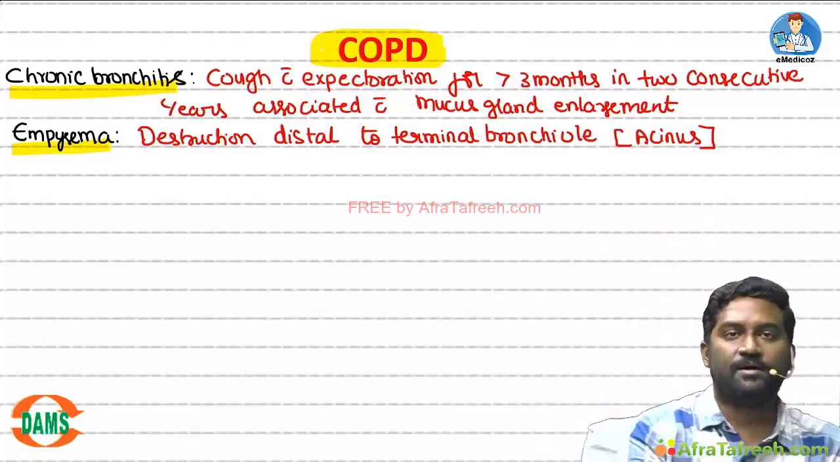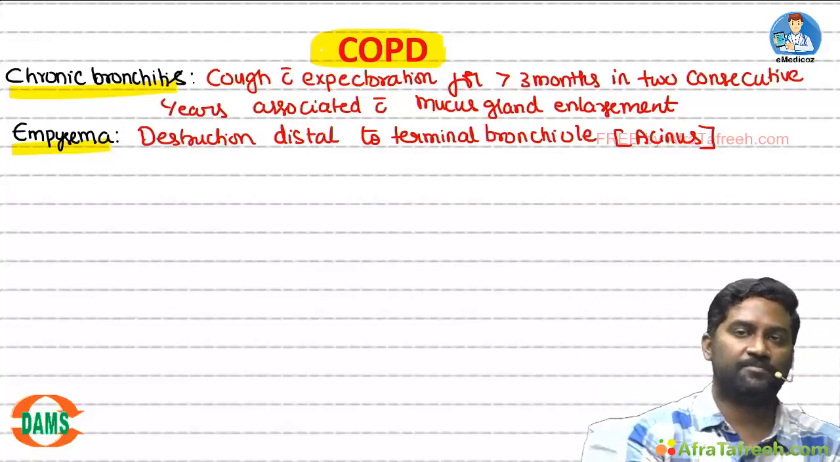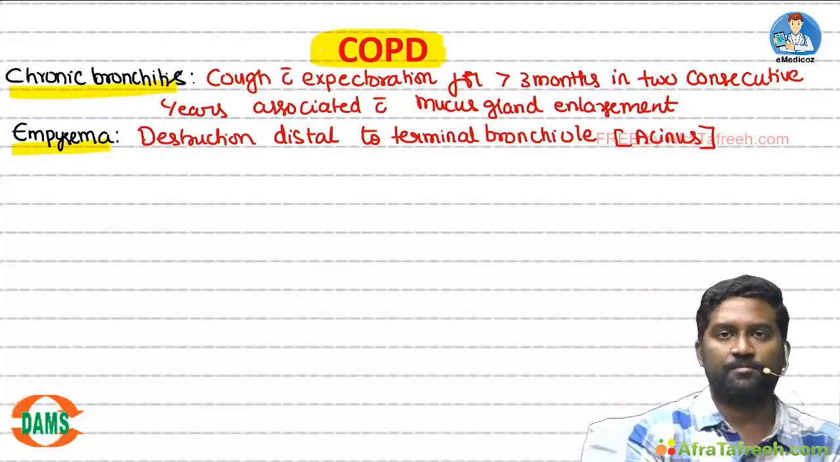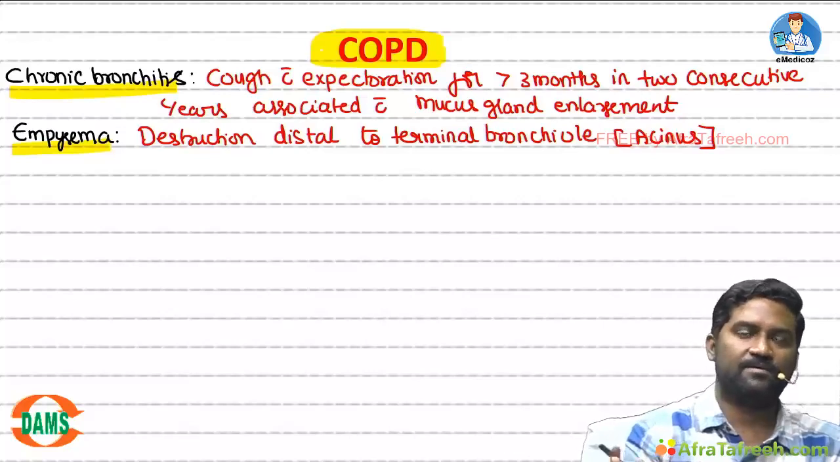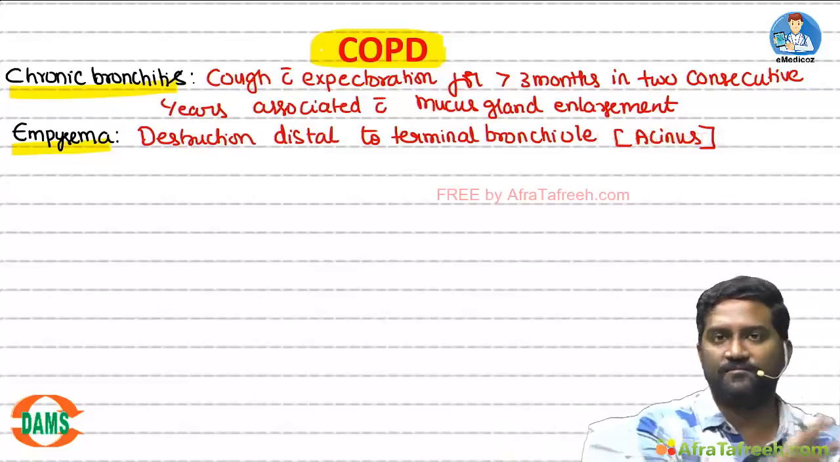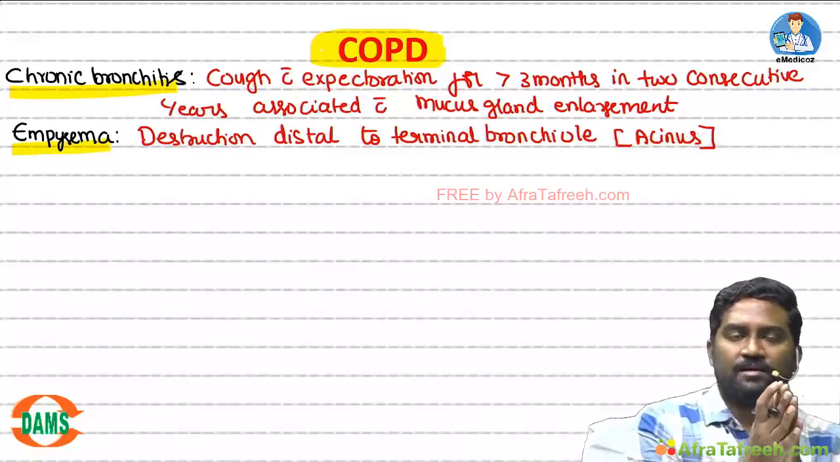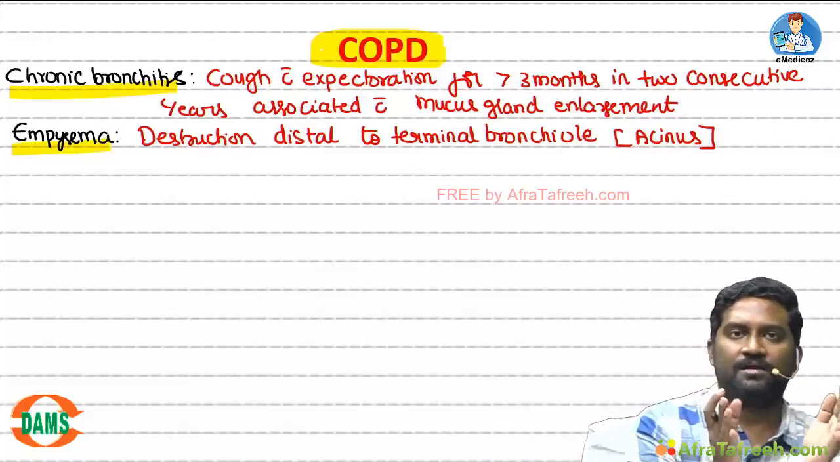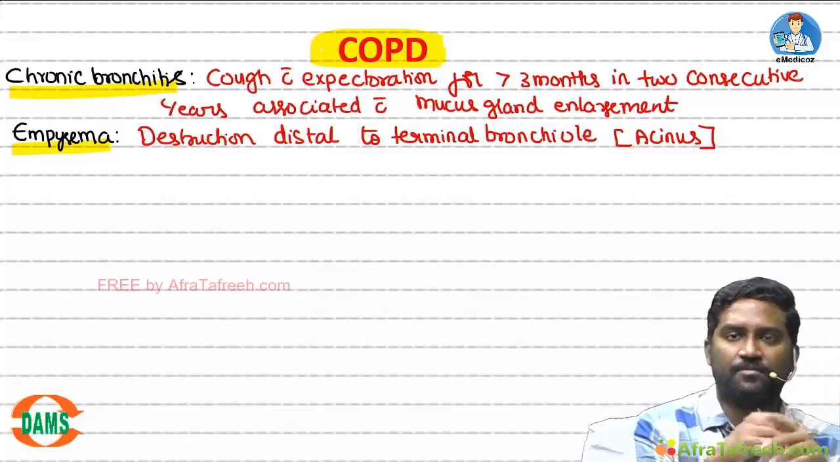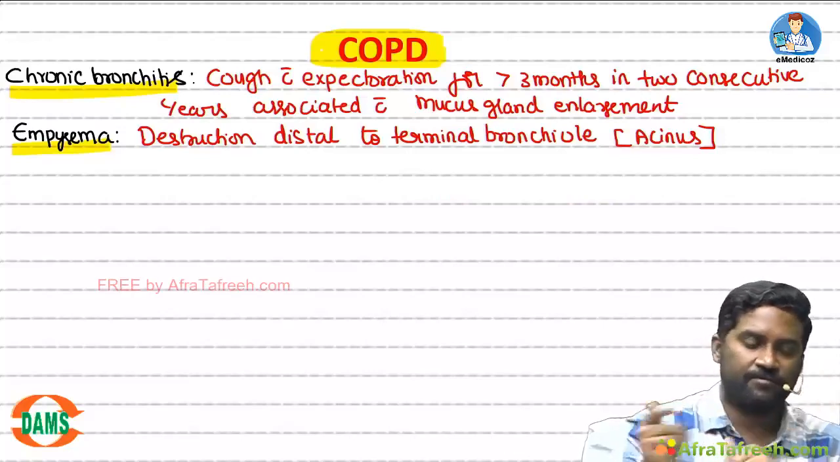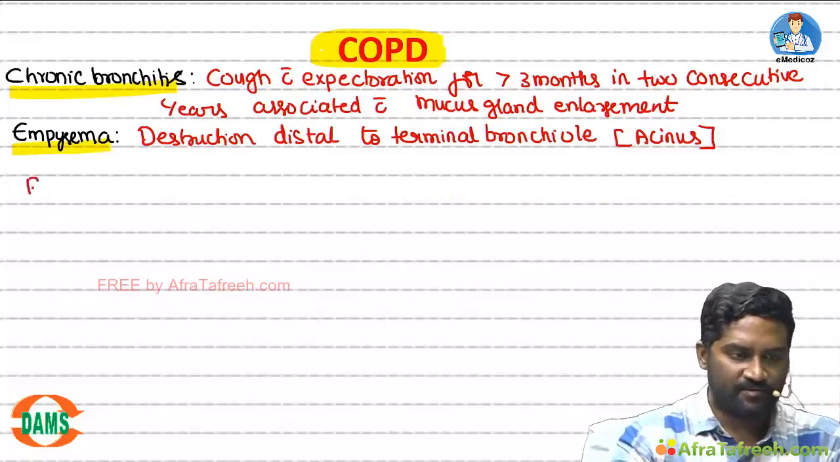What is that single term? COPD, chronic obstructive pulmonary disease. They are only used for pathological purposes. In pathology, you will be seeing chronic bronchitis, emphysema. But in clinical medicine, let it be any type, it should be called as COPD. So, it will be diagnosis of COPD, treatment of COPD. Write down risk factors.